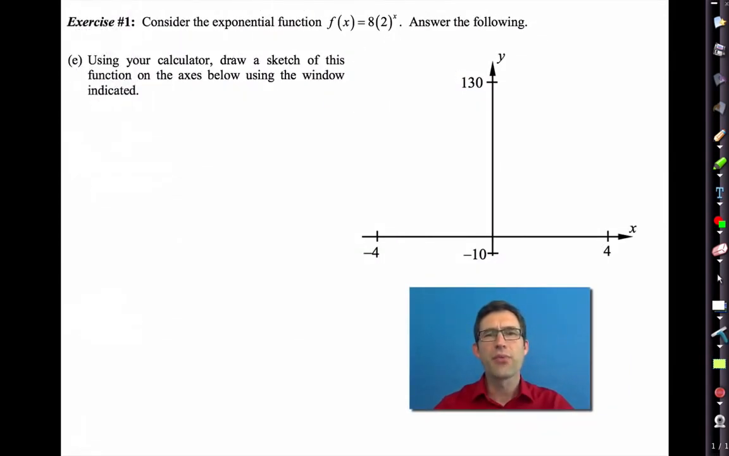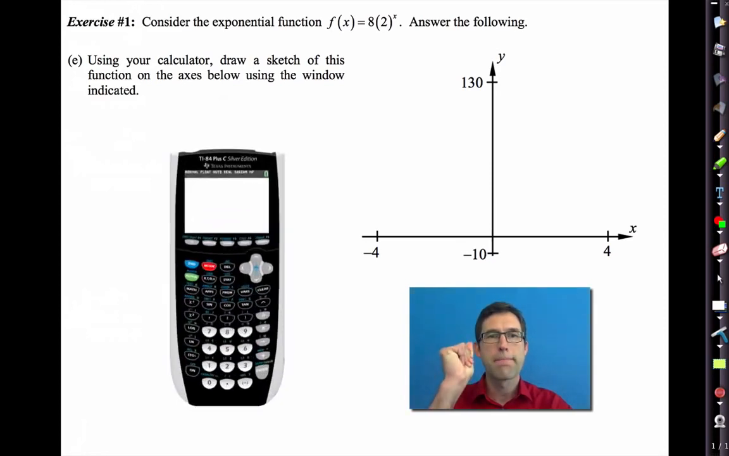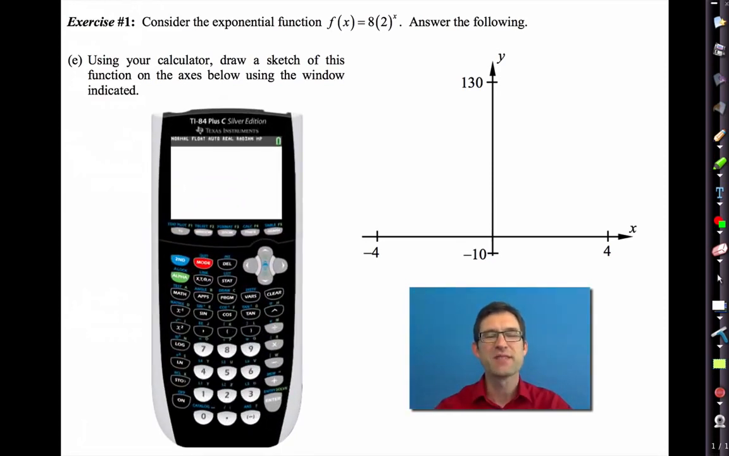Now, the last part of this problem is to examine a graph of an exponential function for the first time. And what we're going to do is initially, we're going to do this with our calculator. So letter E says, using your calculator, draw a sketch of this function on the axes below using the window indicated. All right, great. So what I'm going to do is I'm going to open up the TI-84 now. Watch this. And there it is. It's like magic.